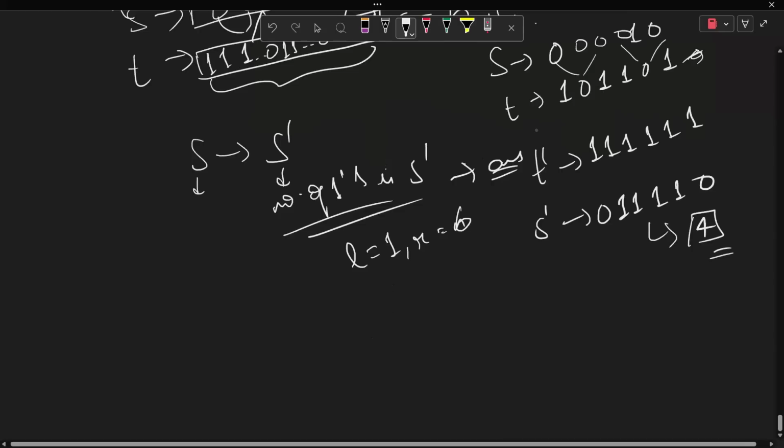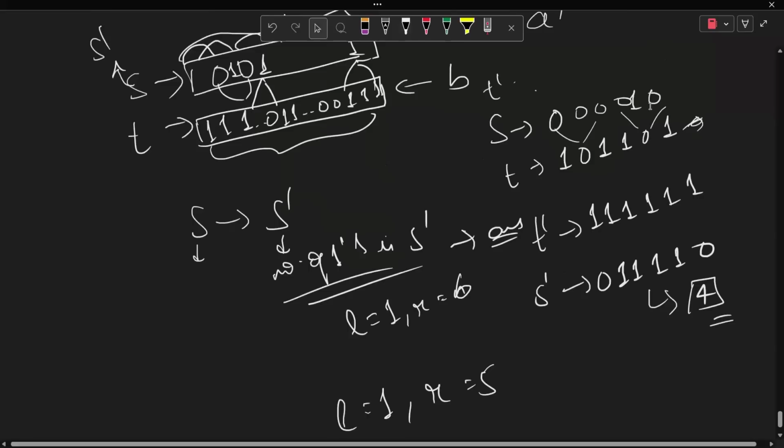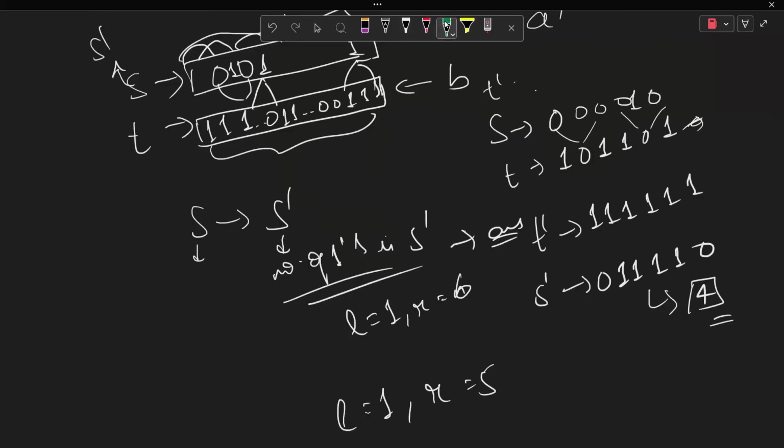It has 4 ones. Now let's say you are asked for L equal to 1 and R equal to 5 only. So you are asked the answer for this substring only, from this till this. Or let's say I take L equal to 2 and R equal to 5. Okay, so you are asked your answer for L equal to 2, R equal to 5. Okay, for this substring. Now, would we have our answer as this?